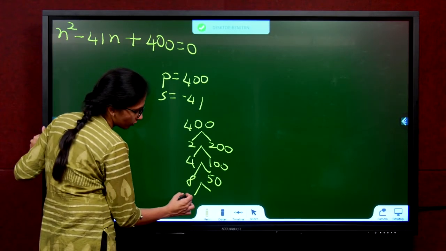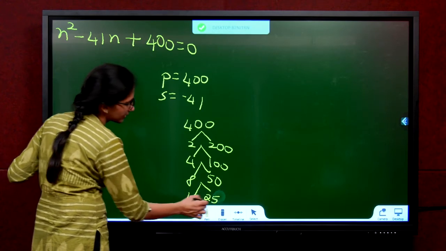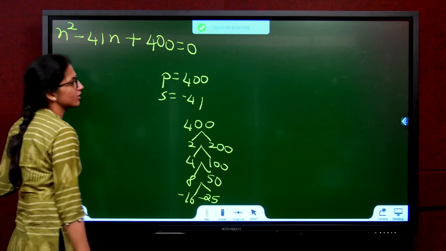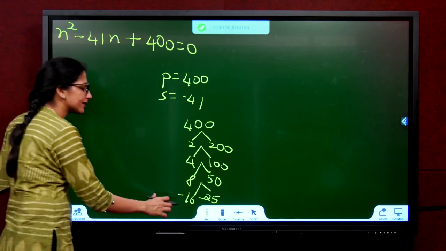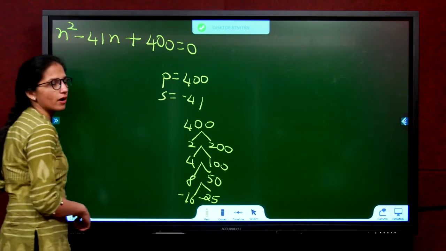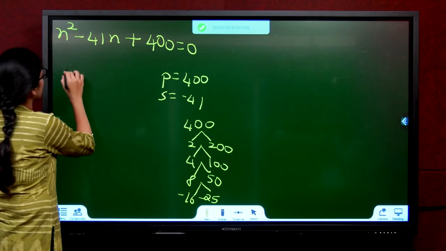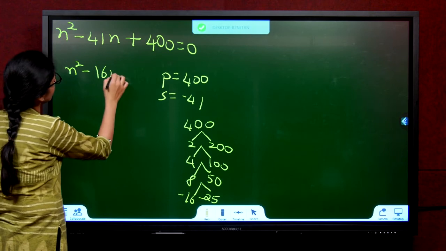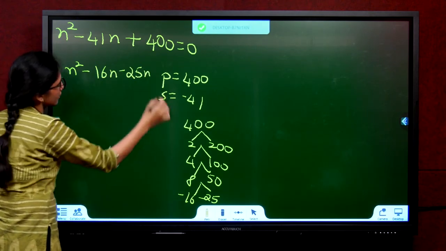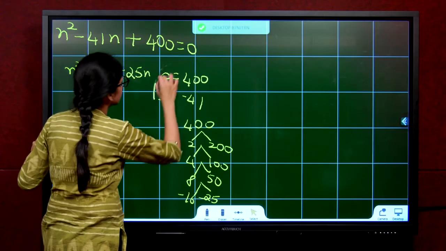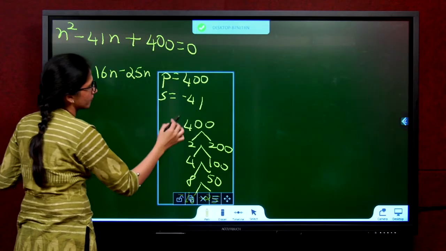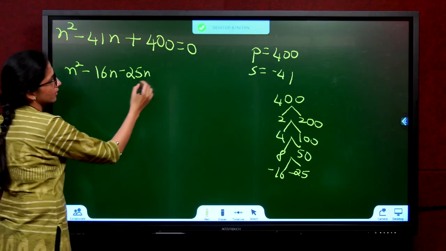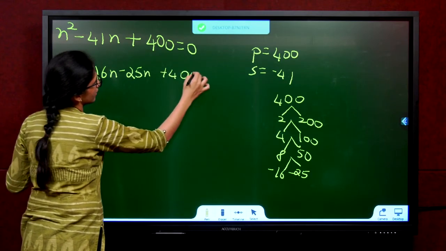From this take another 2, 16 and 25. Will 16 and 25 give minus 41? Yes. Minus 16 minus 25 is minus 41. Minus 16 into minus 25 is plus 400. So those are my splits. N square minus 16n minus 25n plus 400 is 0.